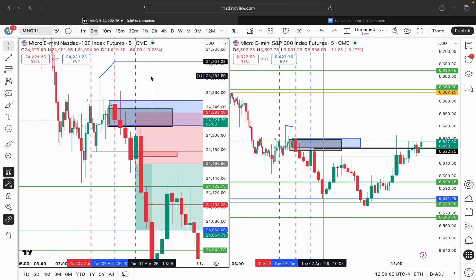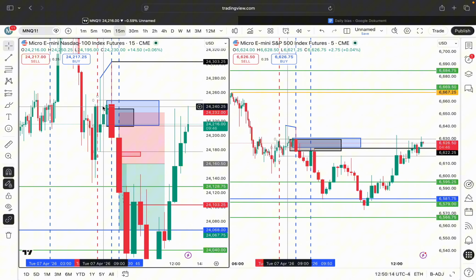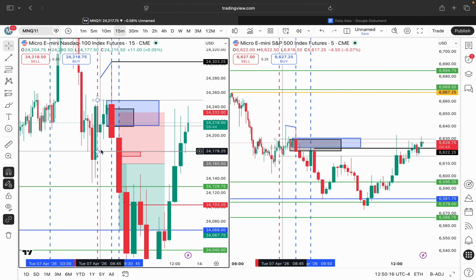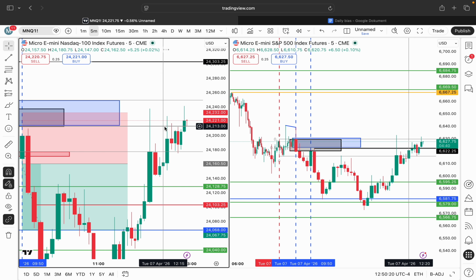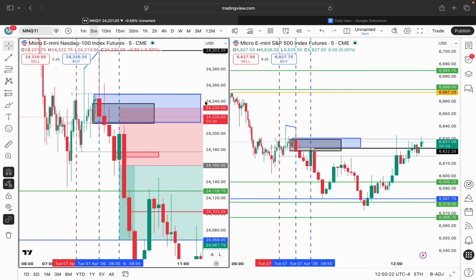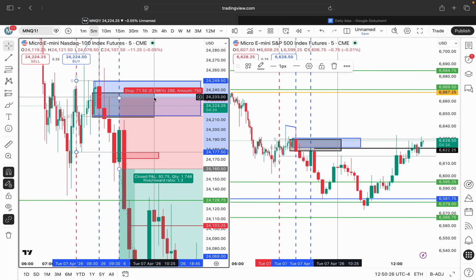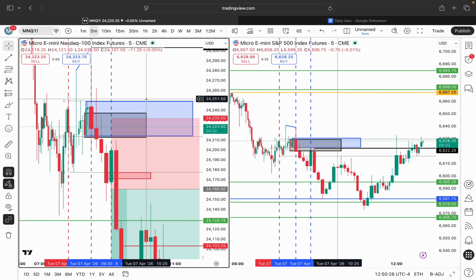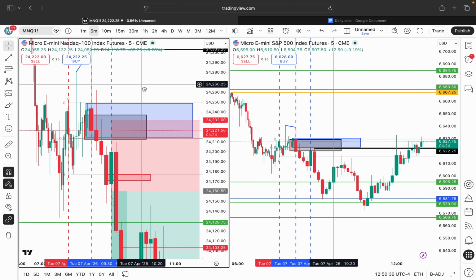As we saw, we had this 15-minute equilibrium from the swing high to the swing low. We went in and then we went out. We also had this 5-minute order block, the blue one, and breaker block, the black one. And as we can see, we broke structure right here. We had a bullish trend right here just before that.